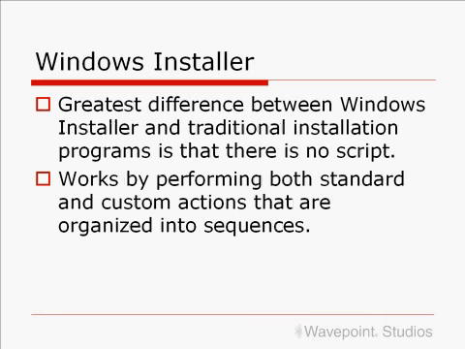The greatest difference between Windows Installer programs and traditional installation programs, like those created with InstallScript, is that there is no script. The Windows Installer works by performing both standard and custom actions that are organized into sequences.